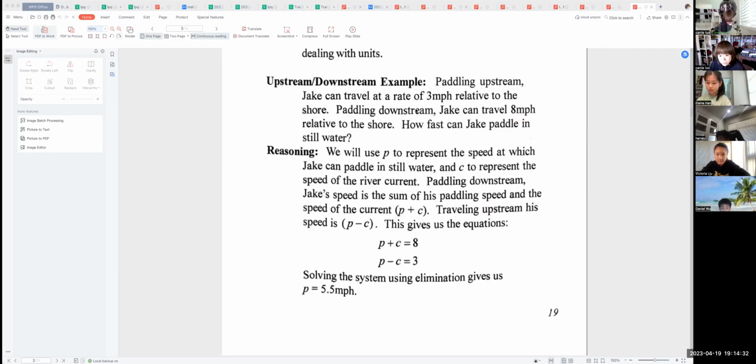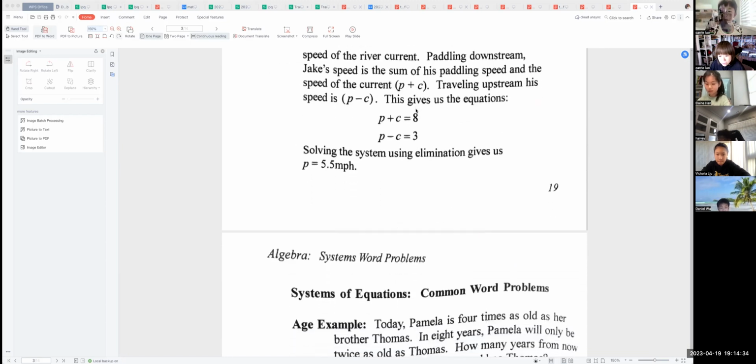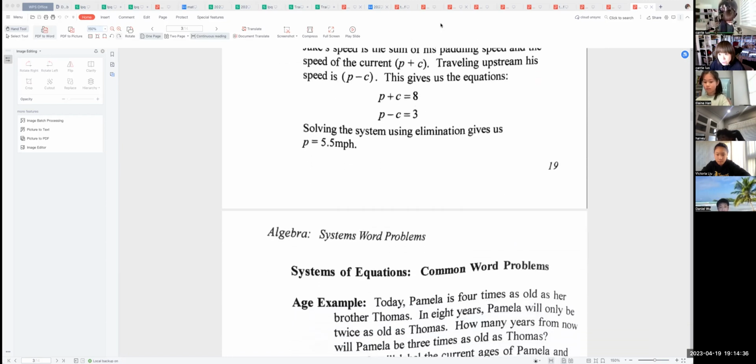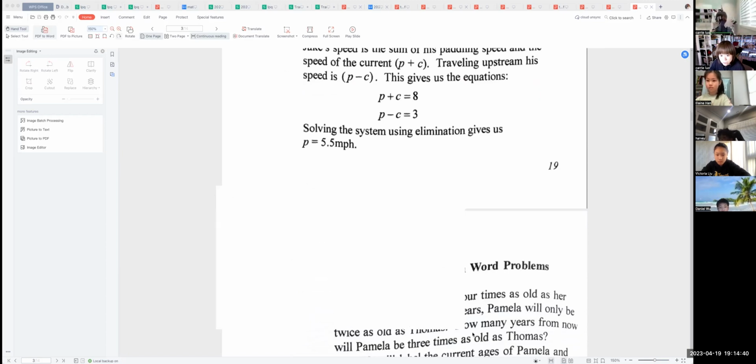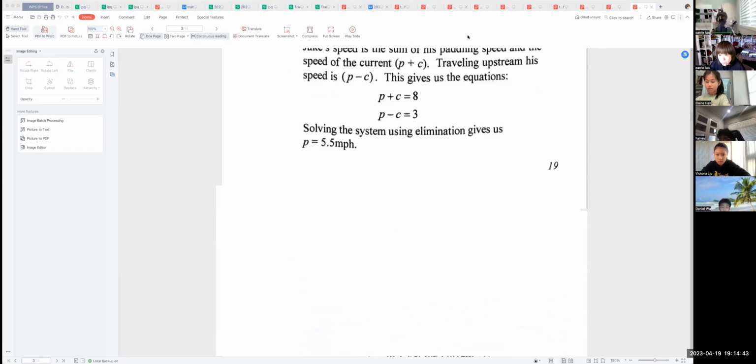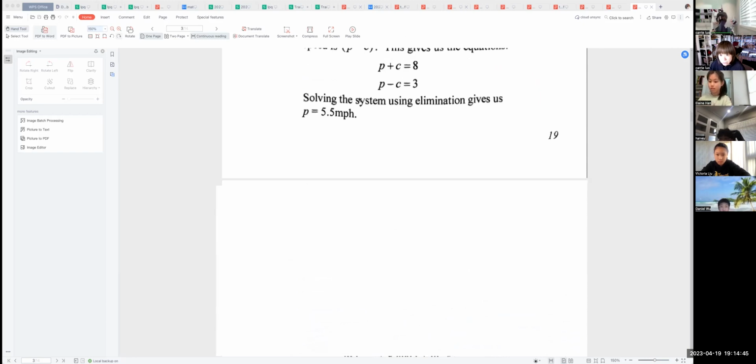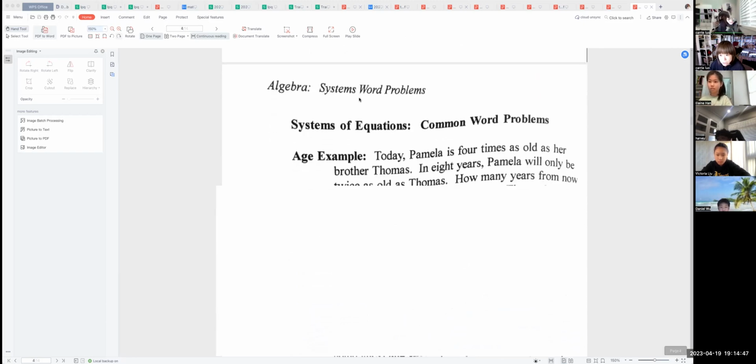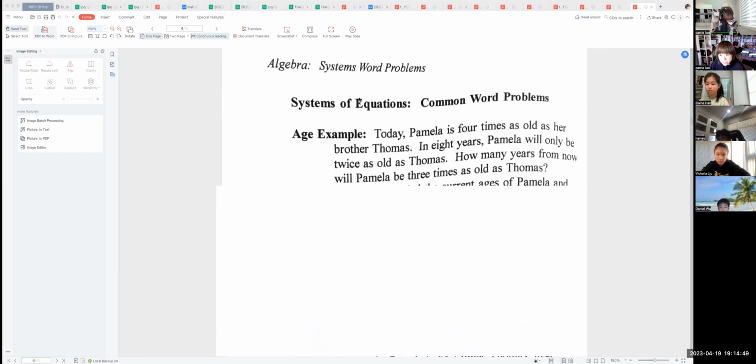Okay, so now let's take a look at the next one, okay? So still the same thing, an age problem, okay? So these are all the definitions of using algebra to solve questions like that, okay? So let's take a look at this one. This question should be easy. Everybody should know how to do it.